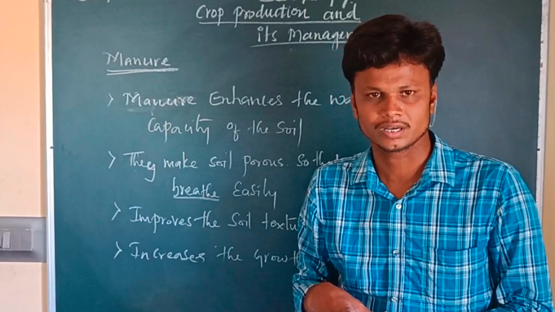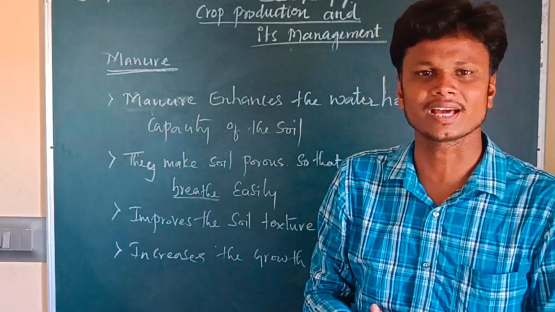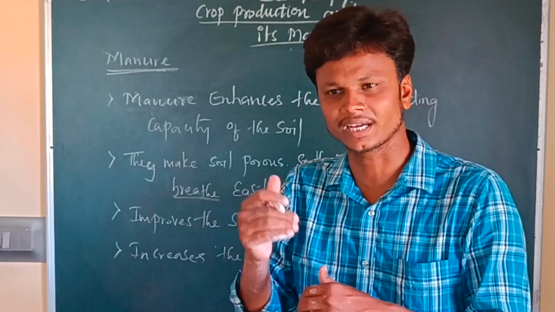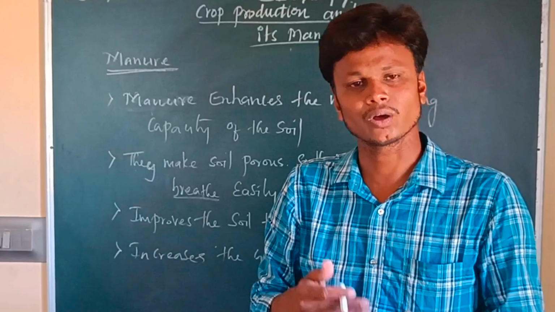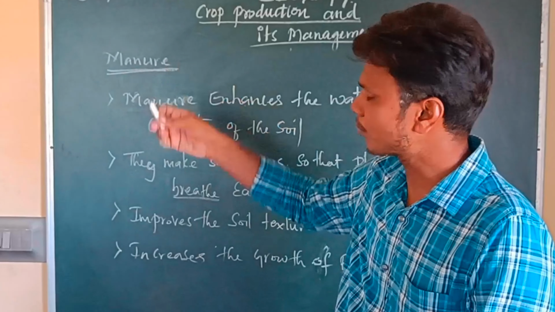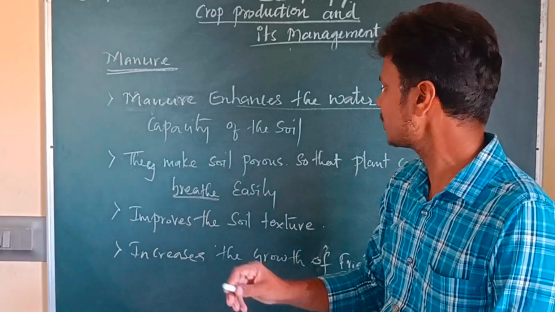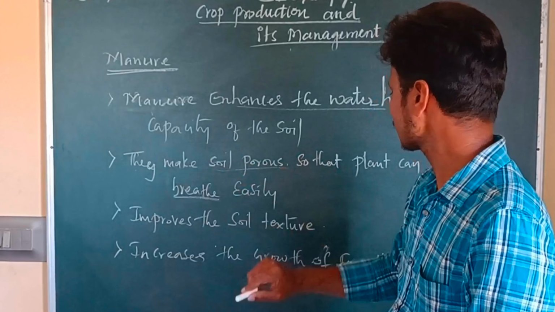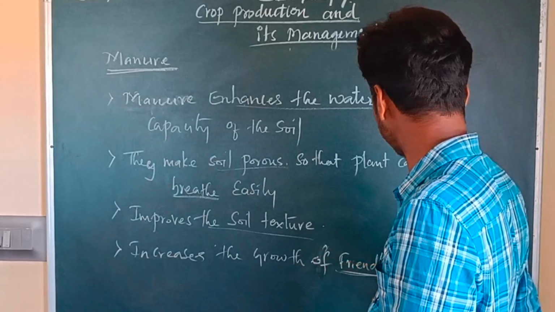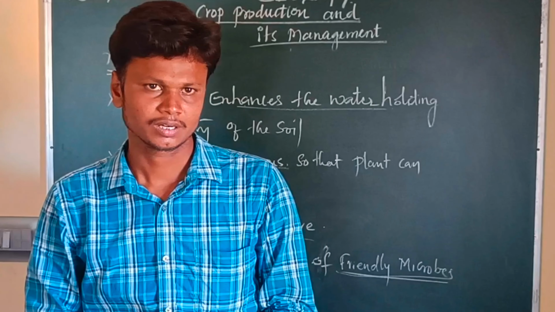Okay, by usage of more and more chemical fertilizers, they may damage the crop plants, decrease the soil fertility and also cause water pollution. When you are talking about the advantages of manures, of course they will enhance the water holding capacity, make soil porous, improve the soil texture, and also improve the growth of friendly microbes. Clear, children?